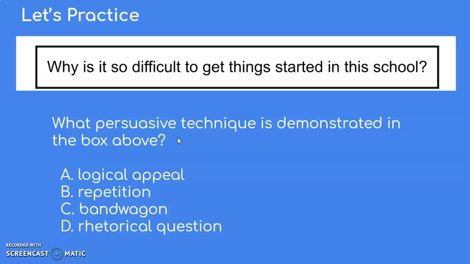So why is it difficult to get things started in this school? What persuasive technique is demonstrated in that box above? Is it A, a logical appeal, B, repetition, C, bandwagon, or D, a rhetorical question? Pause this video, figure it out, and then click the next one to see your answer.